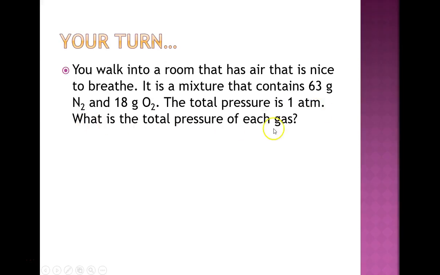What is the total pressure of each gas? That should say what is the partial pressure of each gas. I'm sorry. I should correct it, but I'm too lazy to go back and start this video over. This should be partial pressure of each gas within this mixture. So remember that nitrogen is going to contribute to the 1 atmosphere and oxygen is going to contribute to the 1 atmosphere. So go ahead and try your hand at working this problem.